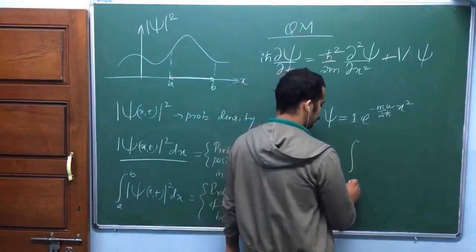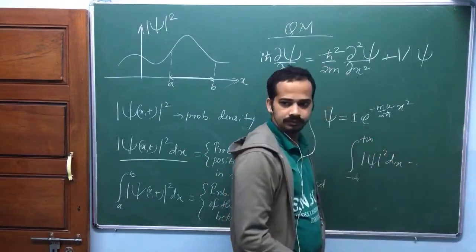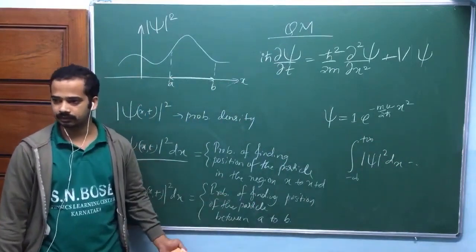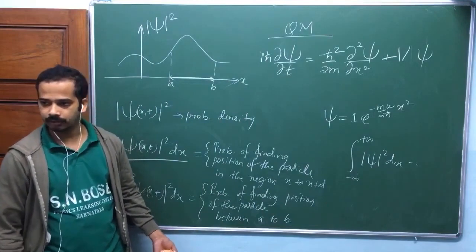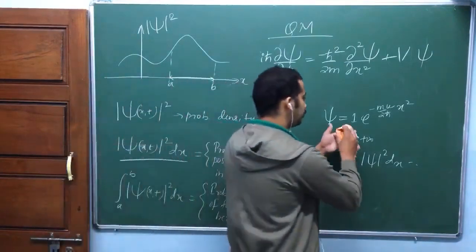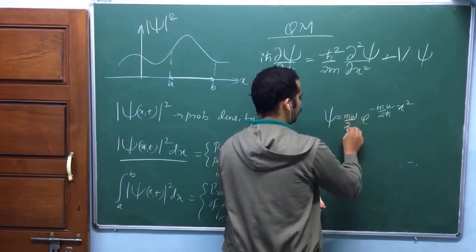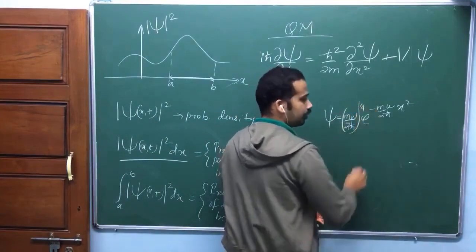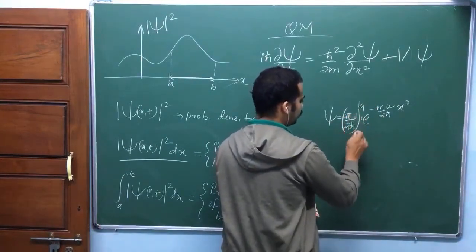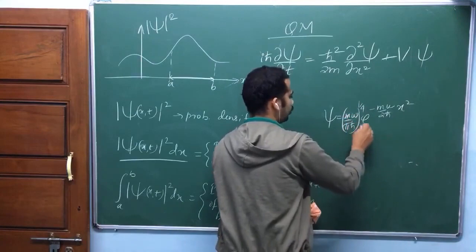Now you integrate this one. This need not be equal to 1. Suppose if you integrate from some minus a to plus a, that may be greater than 1. Are you getting my point? You may get an answer which may be greater than 1 here. Then what I do, I am going to multiply with such a constant: m omega by pi h bar, whole power 1 by 4.